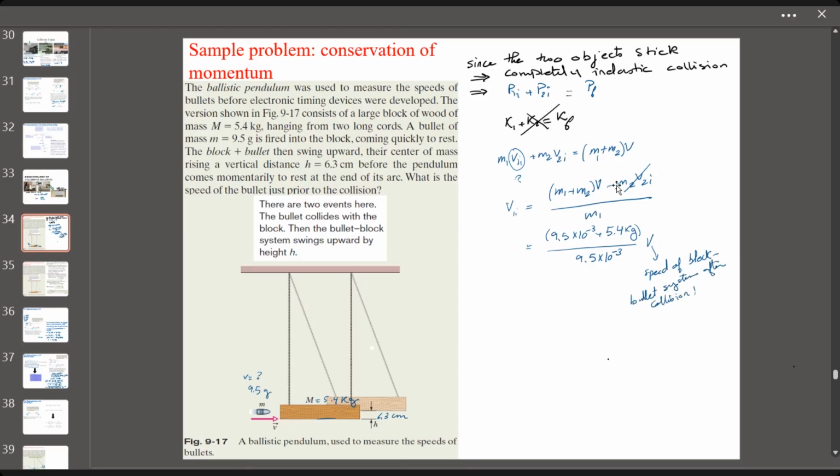This speed, I don't have it. I wasn't told what the system speed is after the collision. Rather, I'm actually told something different. I'm told that the block plus bullet swing upward and their center of mass rises a vertical distance of 6.3 centimeters. So I'm told about the height that the system lifts due to this acquired speed.